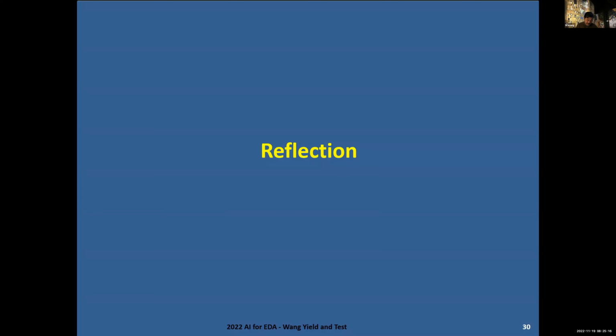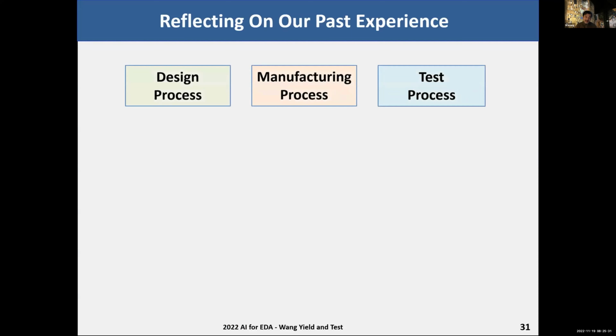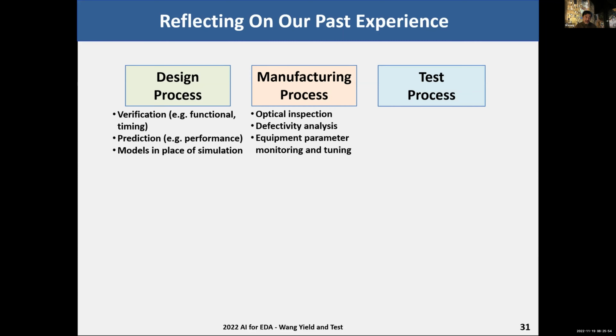So after we reviewed all this work we have done in the past, in about 2017 and 2018, we started doing a lot of reflections on all this past work. For many years, my group had tried to apply machine learning in a data analytic context based on data originated from design, manufacturing, and test. For example, in design, we analyze data to improve functional verification, to predict performance, or to improve simulations. In manufacturing, we work on problems such as optical inspection, defectivity analysis, or monitoring the manufacturing equipment. And in test, we of course work on applications such as adaptive tests, yield optimization, outlier analysis, and diagnosis and debug.